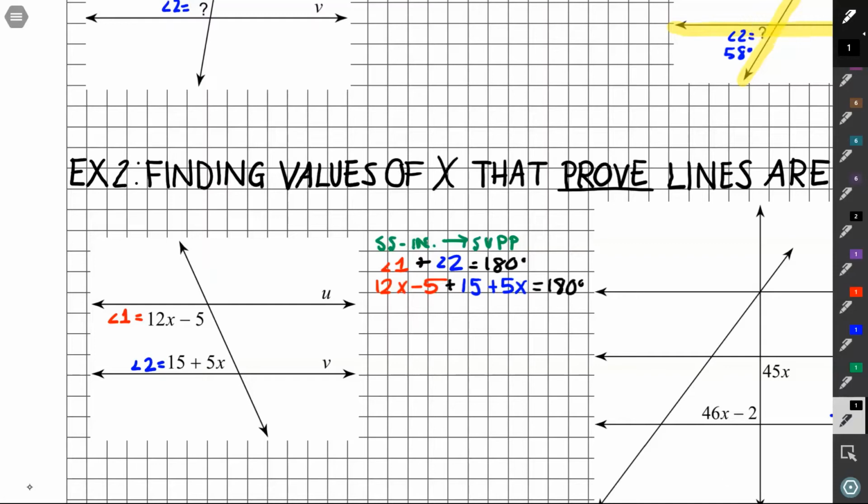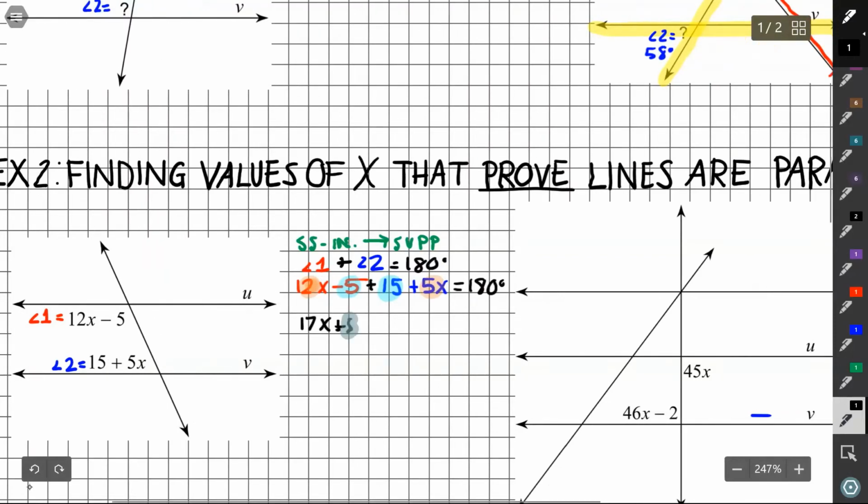Alright, so I'm going to pick two colors. Let's do orange. So all the terms in orange I'm going to add together, and all the terms in blue I'm going to add together. So 12x plus 5x is going to give me 17x. And then I have negative 5 plus 15 is going to give me 10. And all of this equals 180, and now I have a two-step equation.